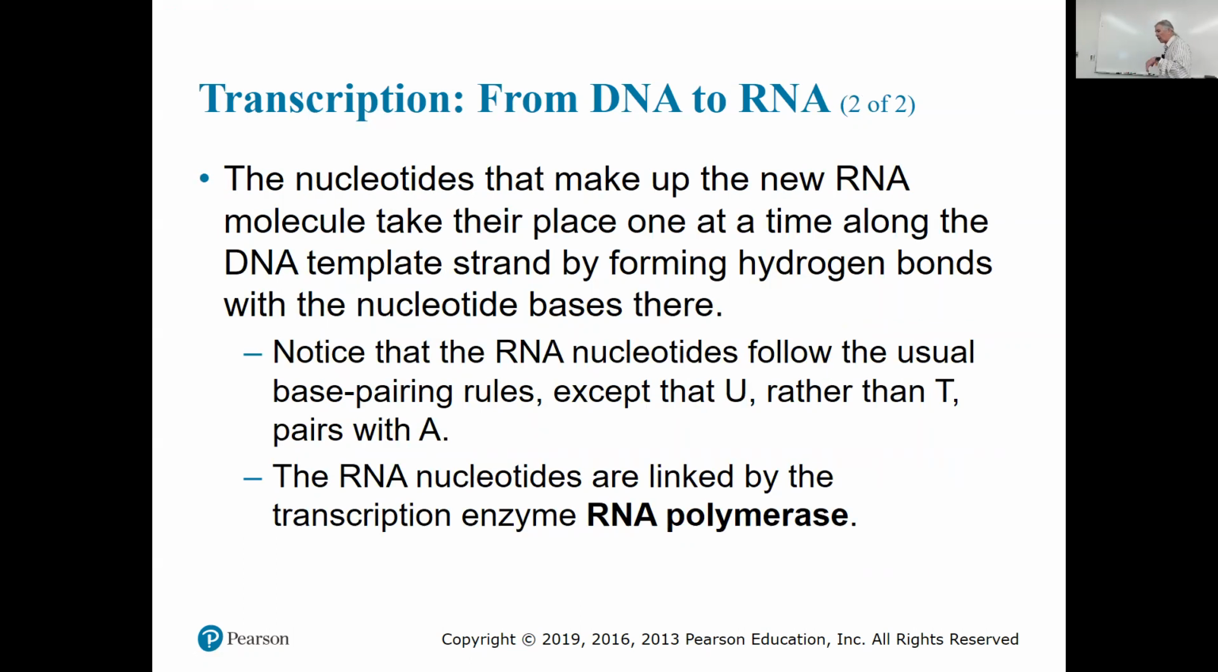The nucleotides that make up the new RNA molecule take their place one at a time along a DNA template by forming hydrogen bonds with the nucleotide bases there. So the RNA nucleotides follow the usual base pairing rules, except that U rather than T pairs with A. And the RNA nucleotides are linked by a transcription enzyme called RNA polymerase. So DNA polymerase copies DNA to DNA. RNA polymerase makes an RNA copy from DNA. And remember, these are not nucleic acids. RNA polymerase is a protein. It's an enzyme, so is DNA polymerase.